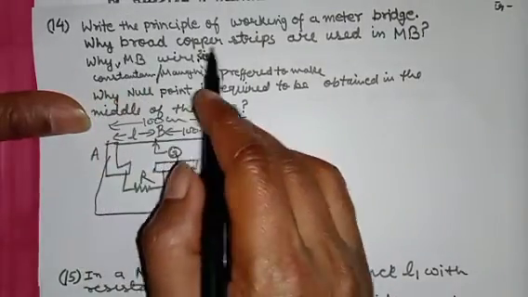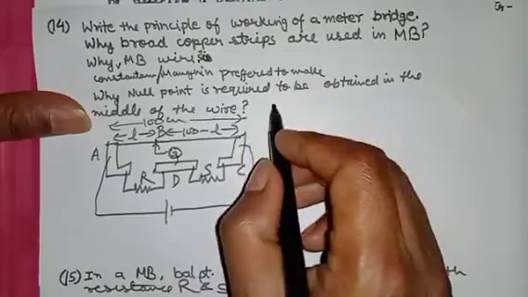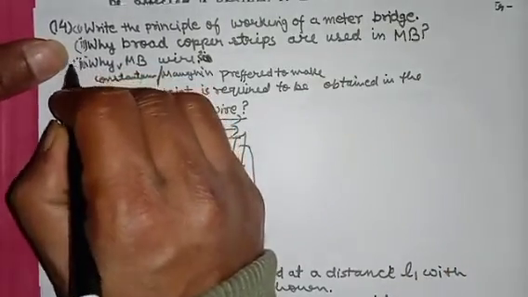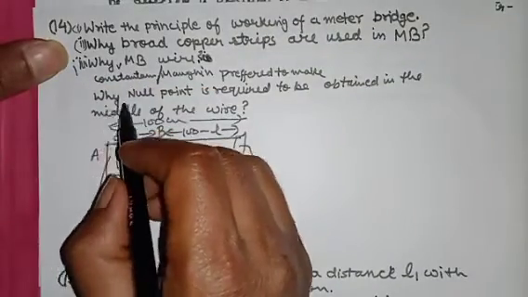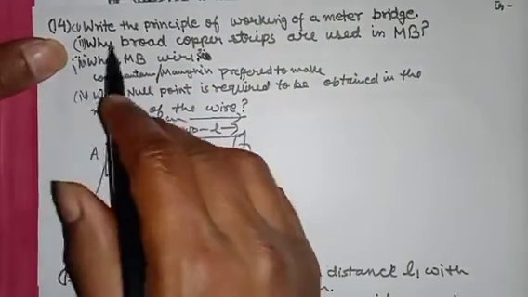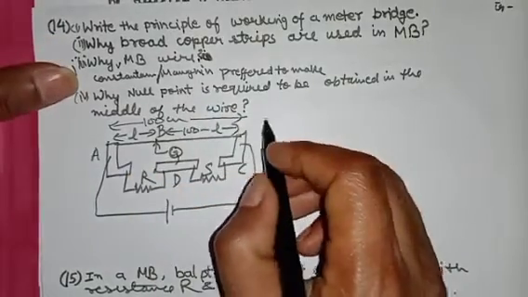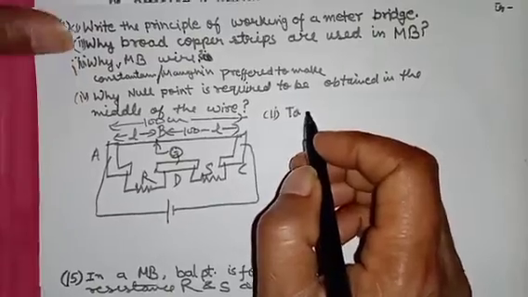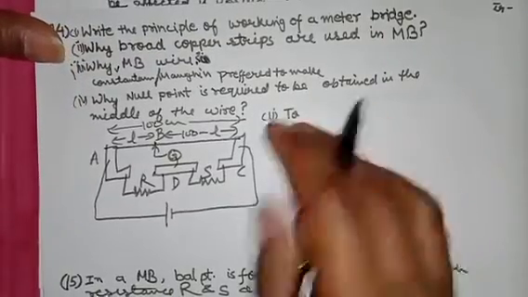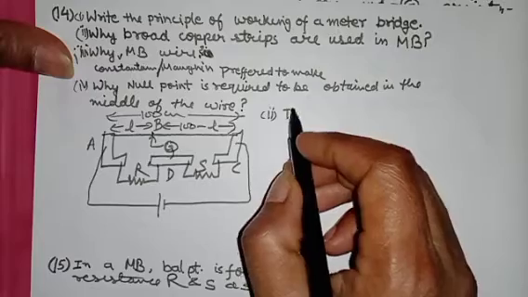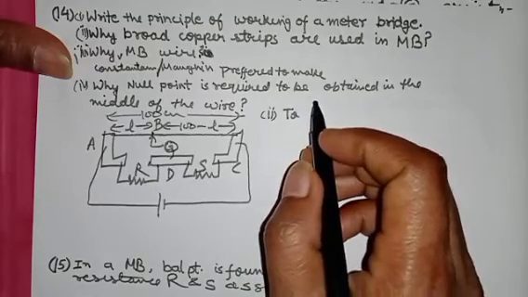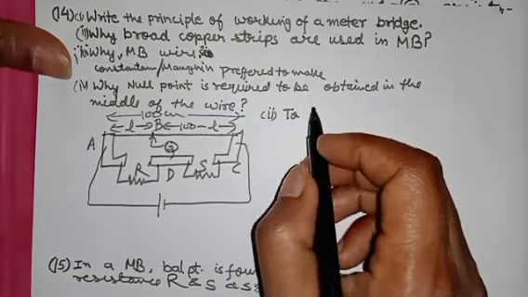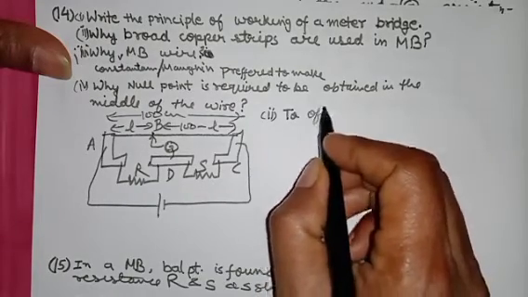Why are broad copper strips used in the meter bridge? So second is why broad copper strips are used. First thing, copper strips are used for internal connections. But why are they broad? To offer negligible resistance.